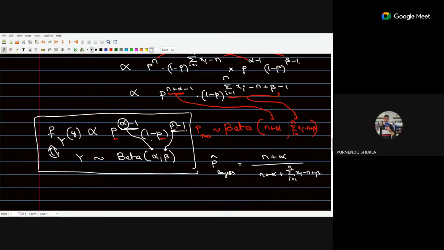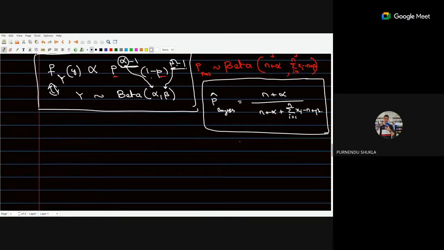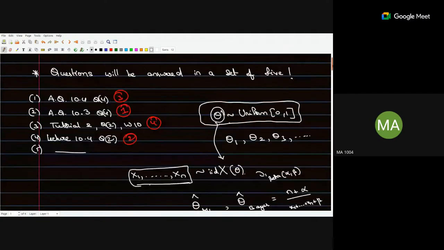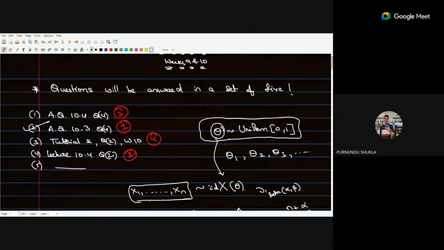Actually, I took that entire thing, that gamma function, everything was there. So I took that. I got confused about how to proceed with it, something like that. That may be the issue. Okay. So that's about 10.3 question 4.